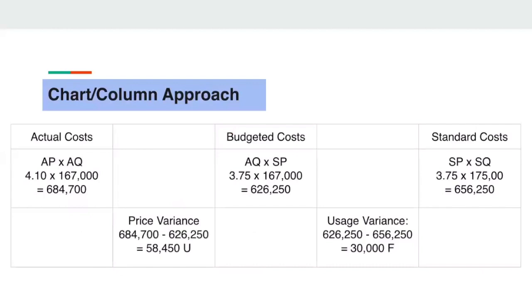Now we are jumping into solving the problem using the chart/column approach. The reason I made us find the values first is to make solving using the approaches easier. All we need to do is fill in the blanks. Actual costs are found by multiplying both the actual values. Standard costs are found by multiplying both the standard values. Budgeted cost is the middle box, and it is found by multiplying actual quantity by standard price. So as you can see, we're taking one piece of the actual section, and we're taking one piece of the standard section.